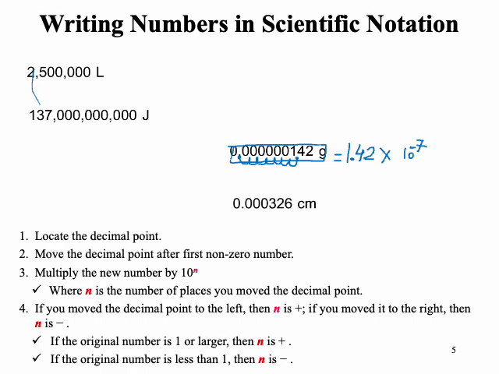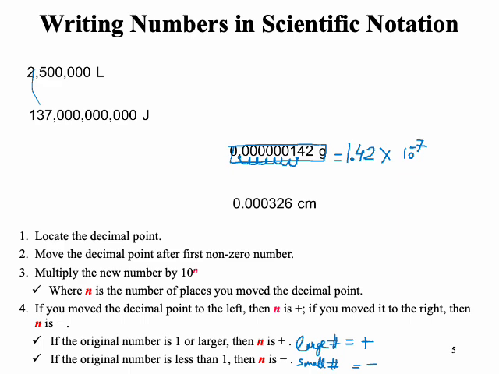I do not like to remember left or right. An easy way is if the original number is 1 or larger, meaning it's a big number, your n is positive. Large number, it's a positive exponent. If your n is negative, that means it's a small number, meaning it is less than 1. That's it. Left and right, you don't have to memorize.